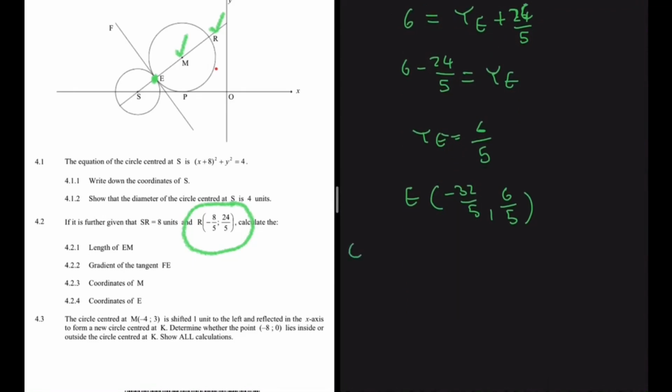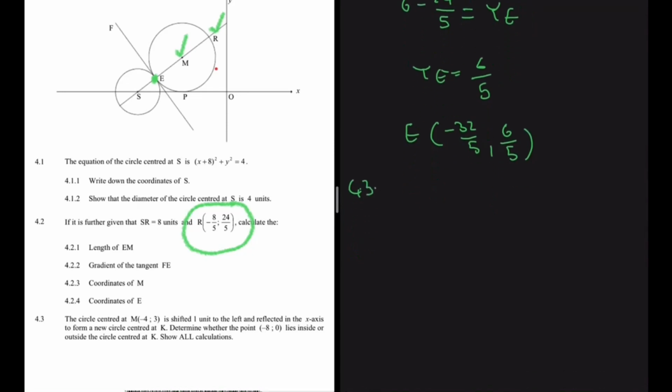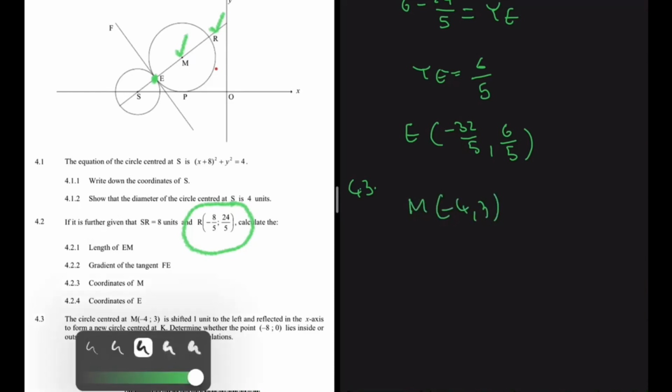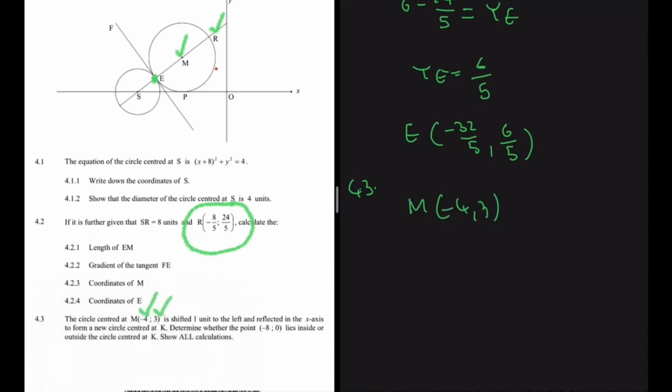4.3 says the circle centered at M, right? So we have M being minus 4 and 3. And then now on 4.3, they've given you the coordinates of M. Yeah. So it's shifted 1 unit to the left. So let's shift M 1 unit to the left, right? So it was at minus 4, which shifted 1 unit to the left, it will be at minus 5, right? And reflected on the x-axis to form a new circle centered at K. So it is reflected in the x-axis.